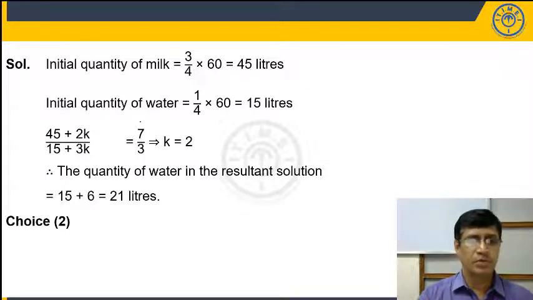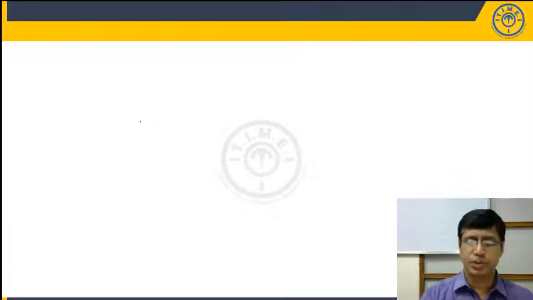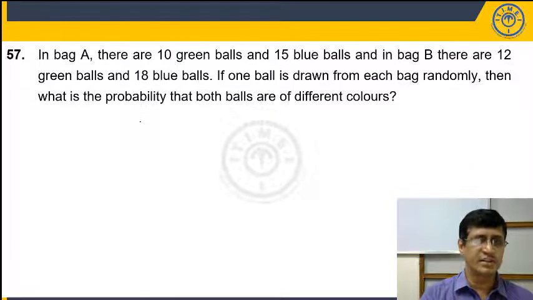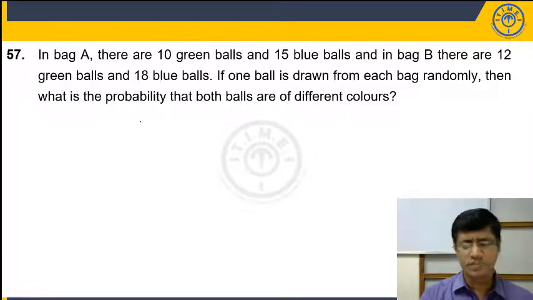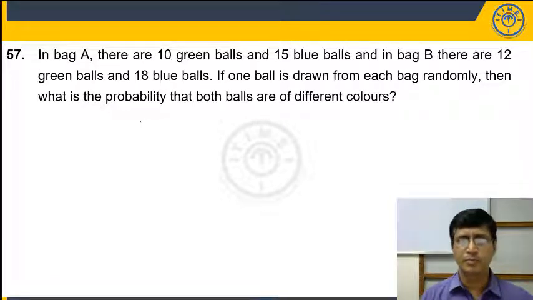Okay, now move on to the next example, question number 57 on your screen. Yes, my dear students, just look at this example carefully. This is a question from probability. Here, what is given? A bag. In bag A, there are 10 green balls and 15 blue balls. And in bag B, there are 12 green balls and 18 blue balls.